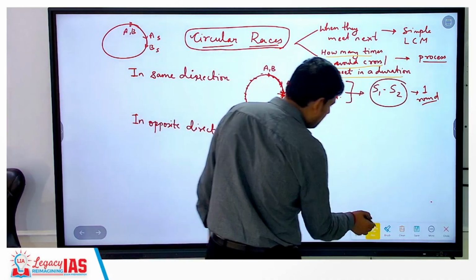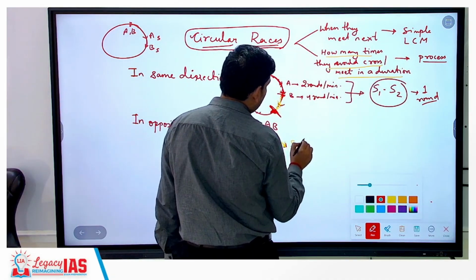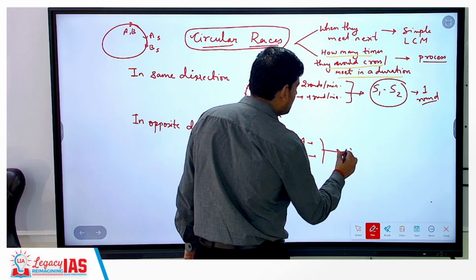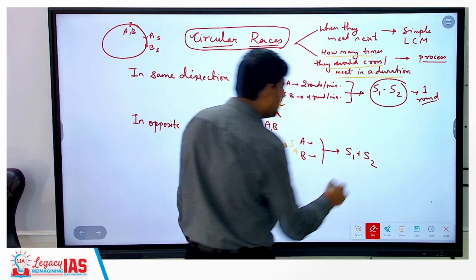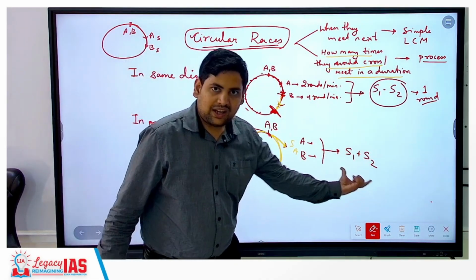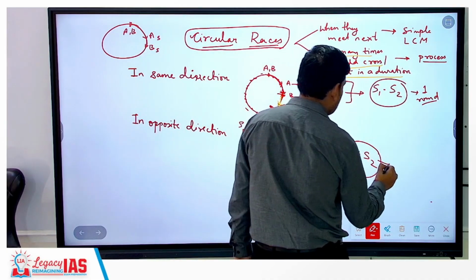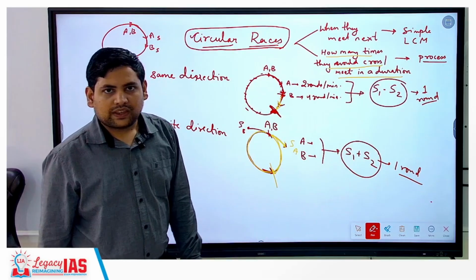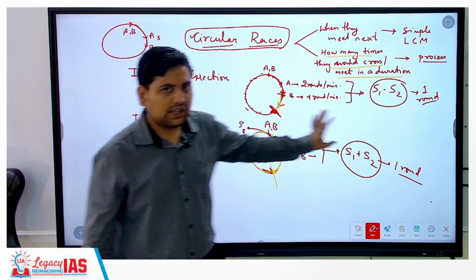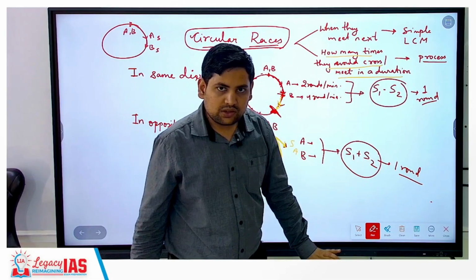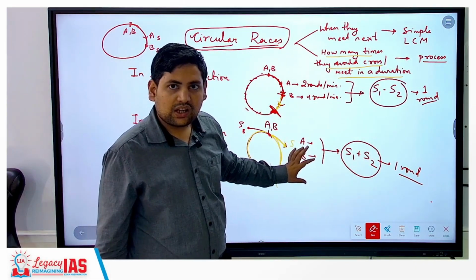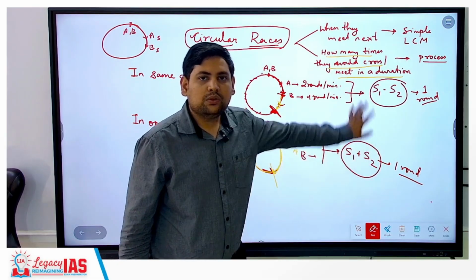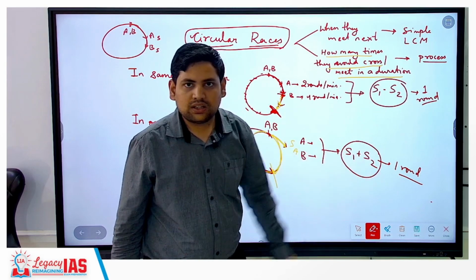So if the speeds of A and B are S1 and S2, because they are moving in opposite directions, their speeds will be added, and with this S1 plus S2 they will try to cover one round. When one round gets completed, they'll meet. Understood? If they are moving in the same direction, then the difference of their speeds must cover one round, and if they are moving in the opposite direction, the sum of the speeds should be able to cover one round. Those will give us the timings when they'll meet.